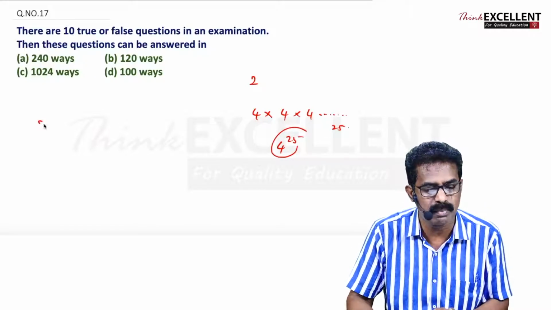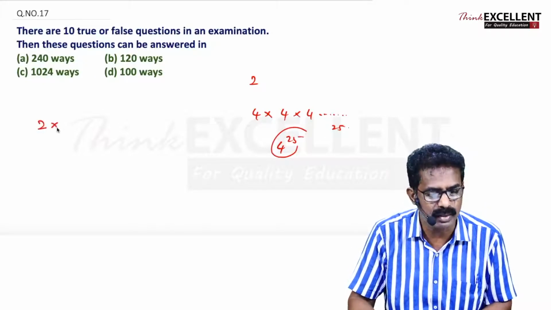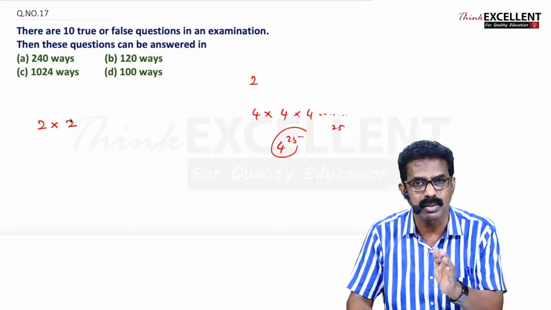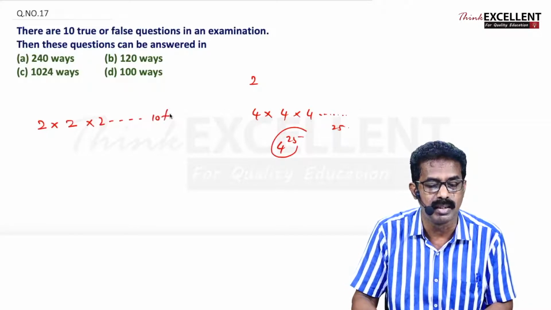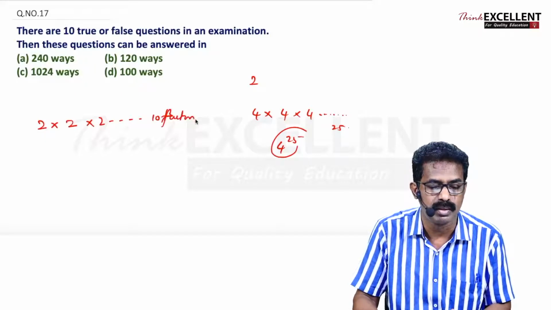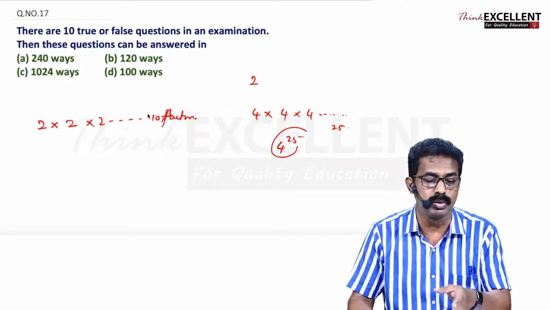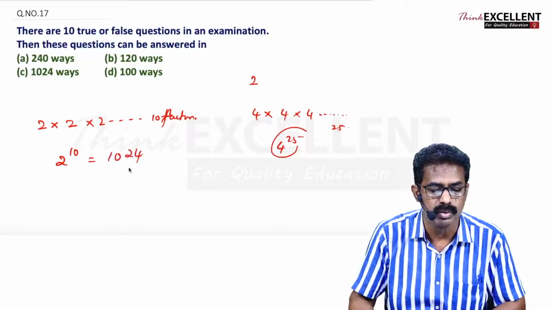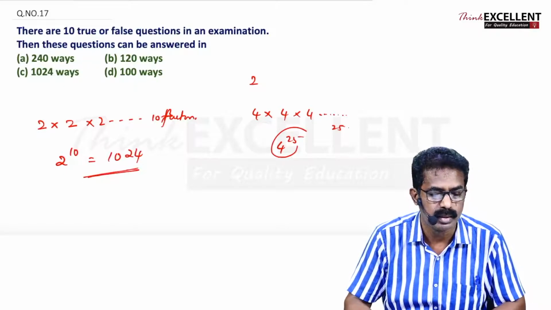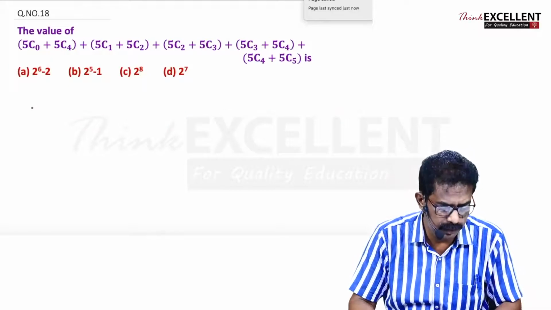So the first question can be filled in how many ways? 2 ways. The second question can be written in 2 ways, either you write true or false. How many questions? 10 factors, right? So for each of the 10 questions, 2 into 2 into 2. So your answer is what? 2 raised to 10. 2 raised to 10 is 1024. Okay, remember like this.